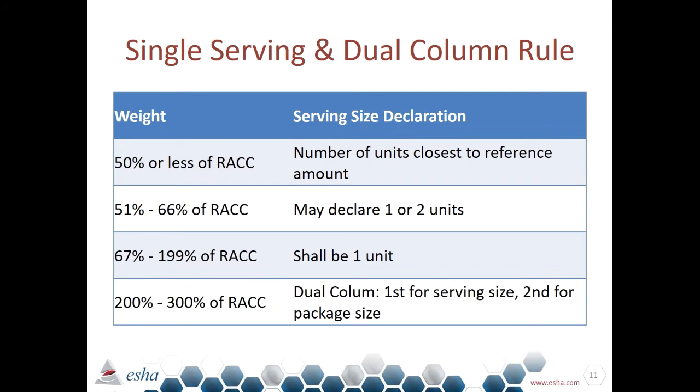If your package weighs between 51 and 66% of the RACC, you have the option of declaring either 1 or 2 servings. If your package is between 67 and 199% of the RACC, it must be 1 unit, and that is the single serving container rule, which is also newly enacted with the new regulations. And lastly, we land here, where we will be looking at 200 to 300% of the RACC. If our package weighs between 200 and 300% of the RACC, we are required to use a dual column. The first column is going to be for the serving size, and the second column is going to be for the package size.